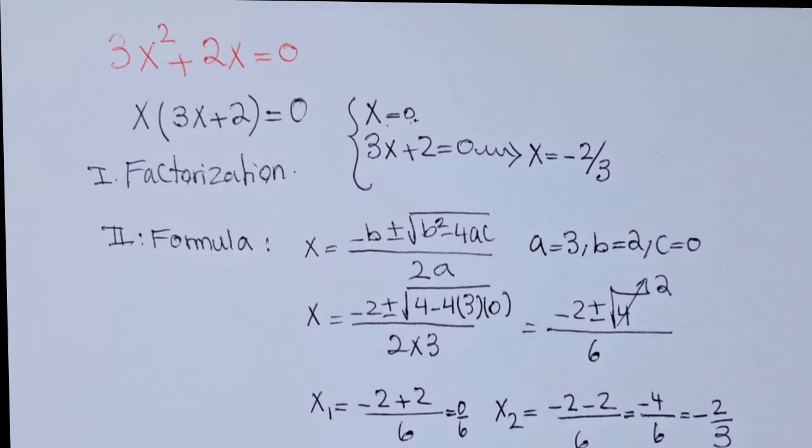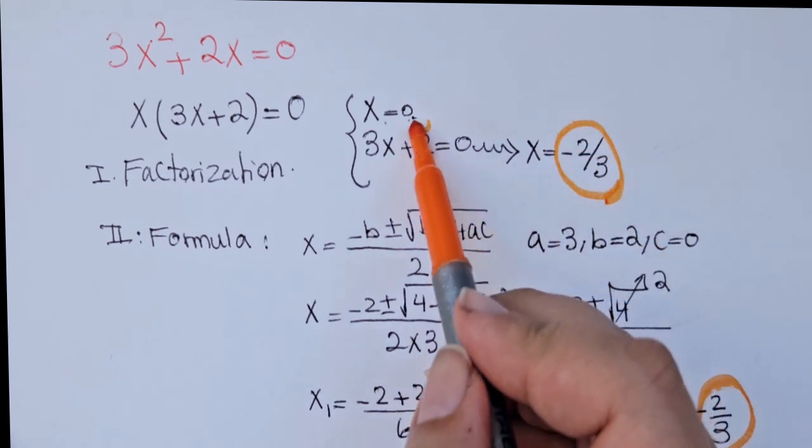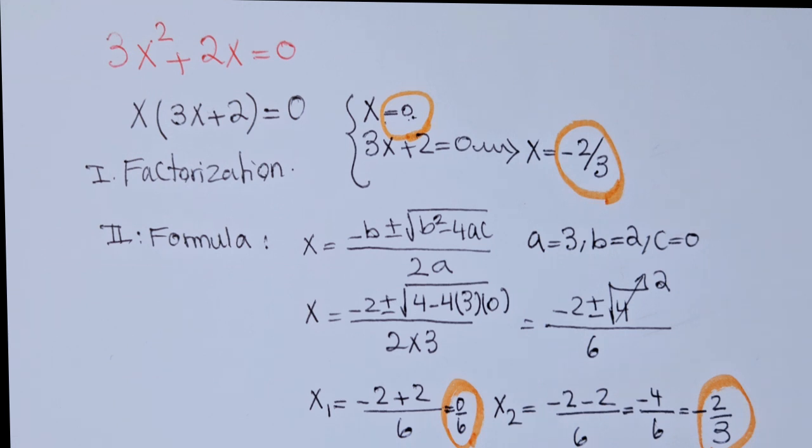Very good example. As you can see in this example, no matter what method you use, you get exactly the same answers. See, 0, negative 2 over 3. Again here, negative 2 over 3 and 0. Okay? So these are the two roots. But we are not done yet.